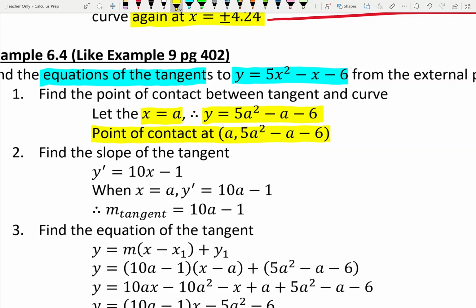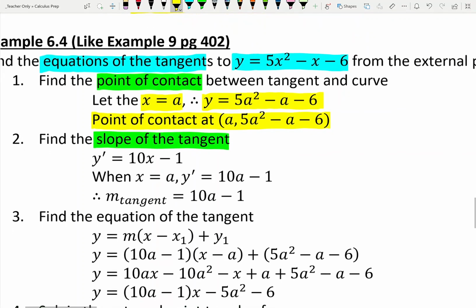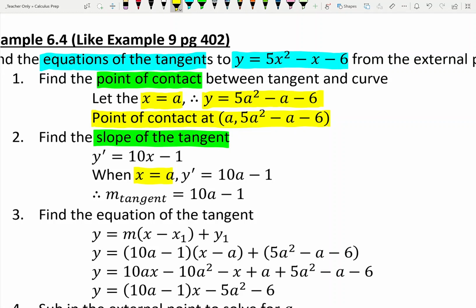The next step is very similar. So the first step was finding the point of contact. The second step is finding the slope of the tangent. Again, we don't know what the actual x coordinate is, but we're working with x equals a. So we take the derivative, 10x minus 1, and we sub in a, so our slope becomes 10a minus 1. So we've got an algebraic point of contact and we've got an algebraic slope.